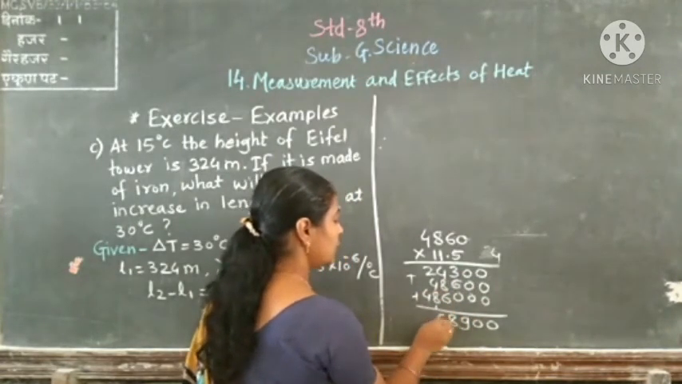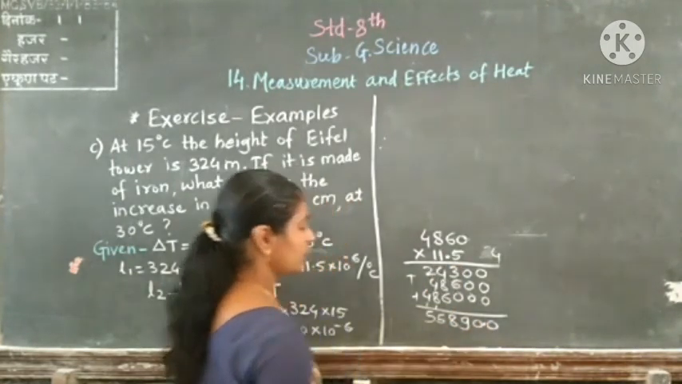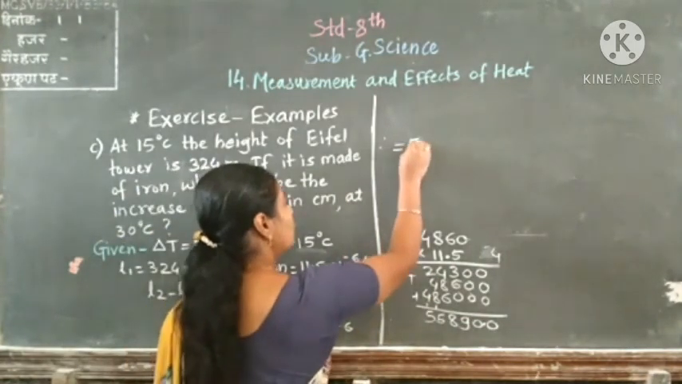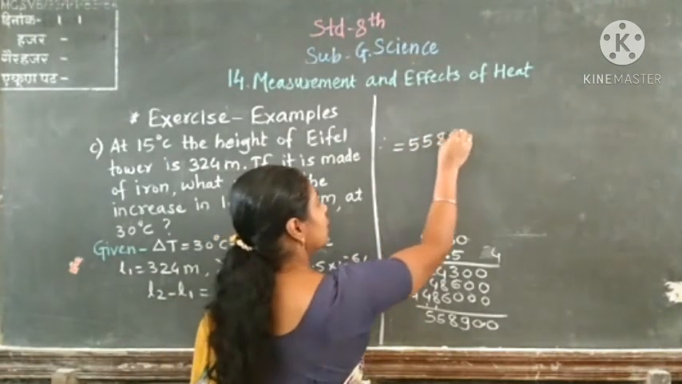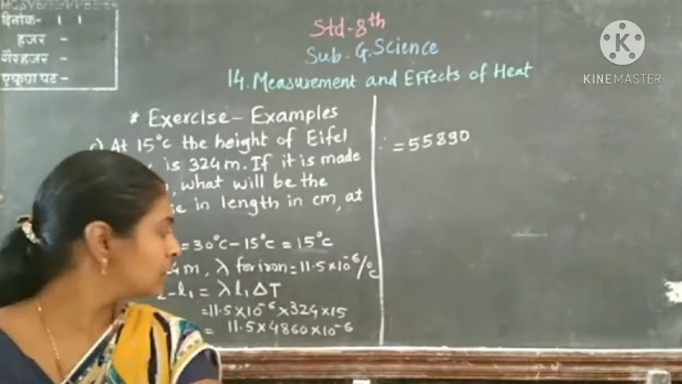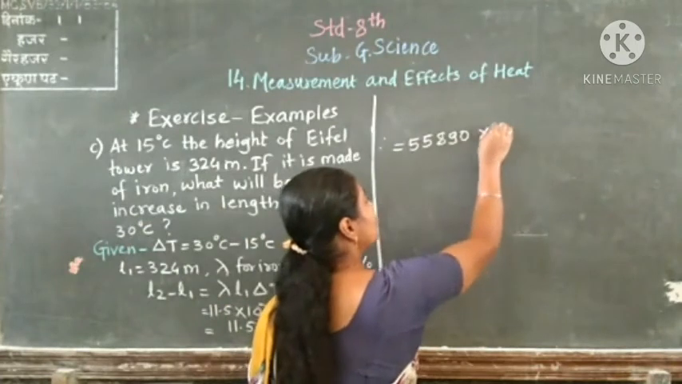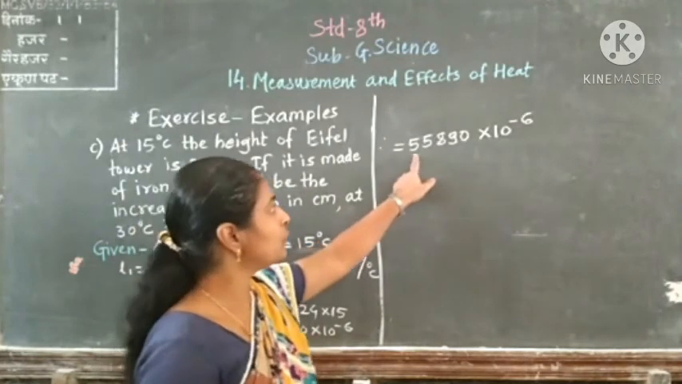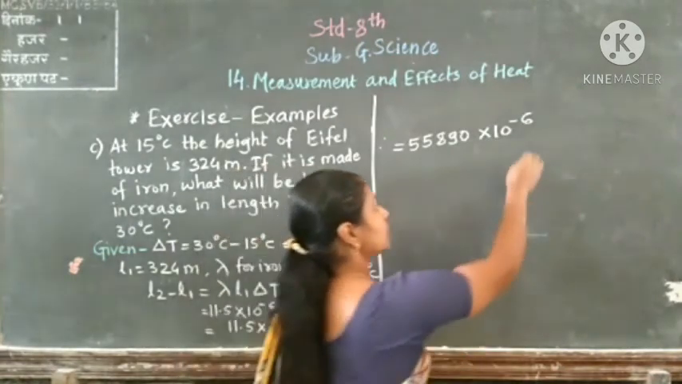10 and 15, 15. आता इथं किती पॉइंट 1. So here किती आन्सर is equal to 55,890 multiplication. So here again 10 raised to minus 6. With the answer is 55,890 into 10 raised to minus 6 meters.